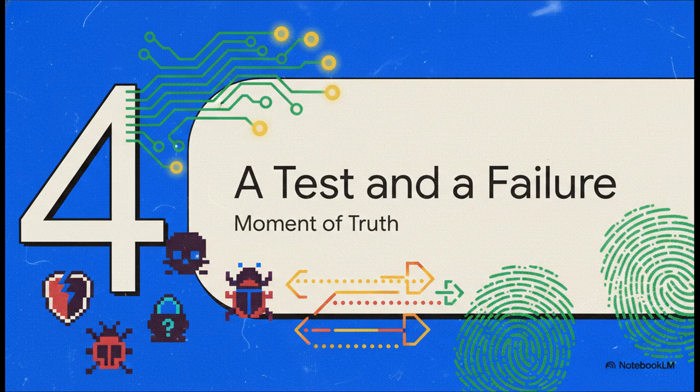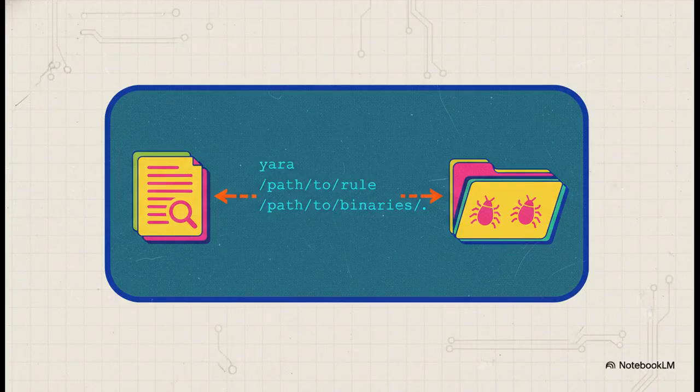Okay, so we've got our rule. We think we understand the clues. Now it's time to test it. This is really the moment of truth, where we find out if our initial fingerprint is actually any good. So we're going to run the Yara command. We just point it to our new rule file, and then we point it to the folder that has both of our malicious files in it.